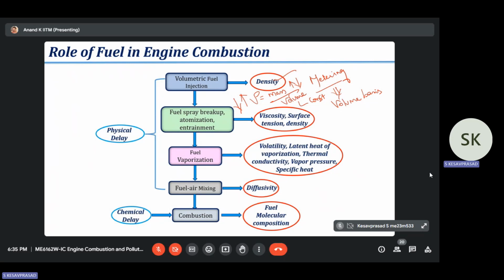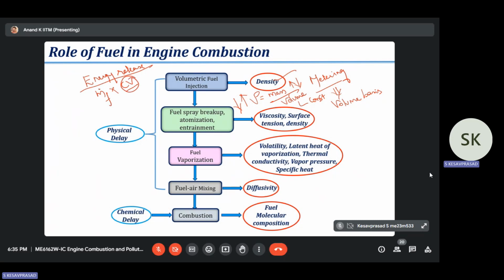Density of diesel is higher. So for the same volume metered, the mass that goes into the cylinder is more. When more mass goes in, the energy release is a function of mass. Combustion energy release is the product of mass and heating value, or calorific value. I will talk more about it as we move on. The product of mass flow rate and calorific value is what decides the energy release, right?